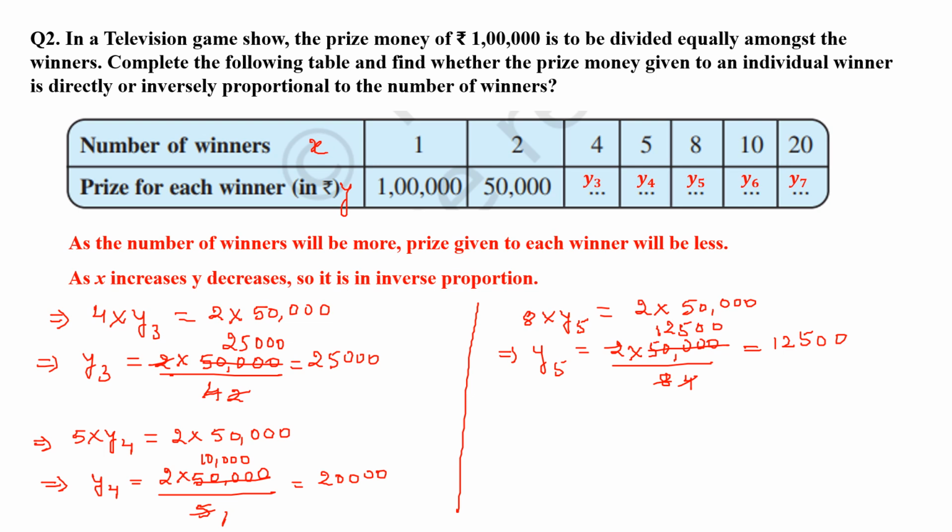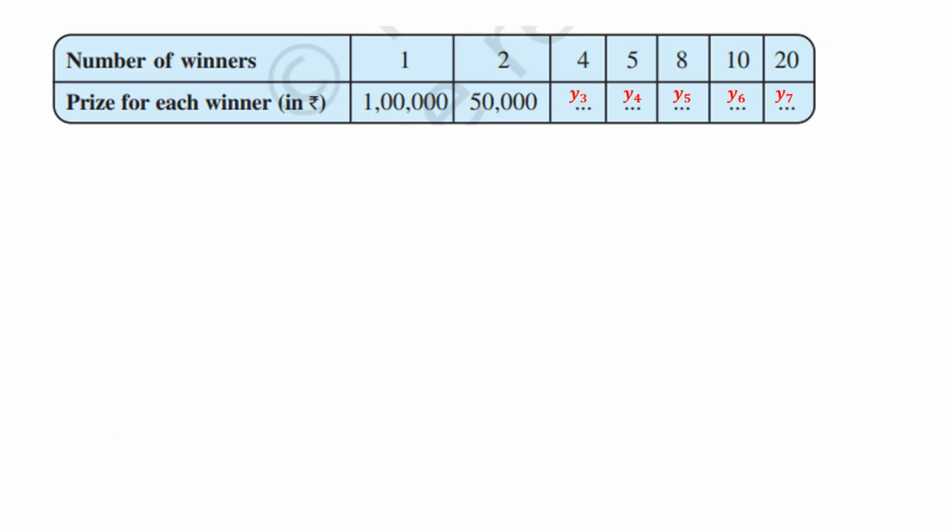Now next we have to find the value for y6. So let's find the value of y6. So we can write 10 into y6 is equal to 2 into 50,000. So the value of y6 will be 2 into 50,000 divided by 10. So from here you will get 5 into 2 is 10. So 10,000. So the value of y6 is 10,000.